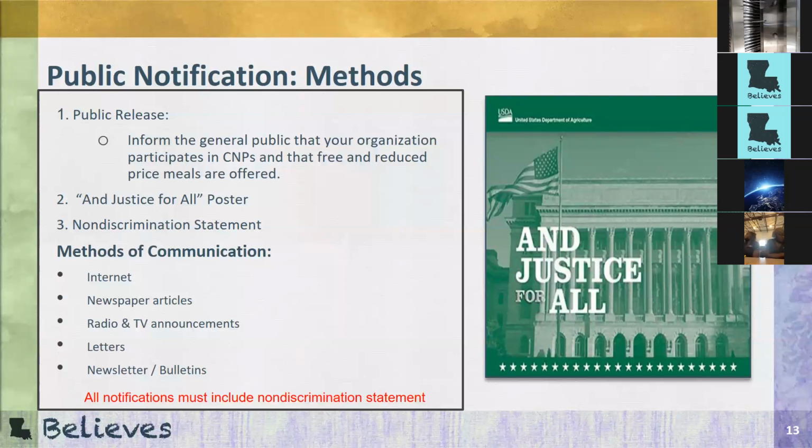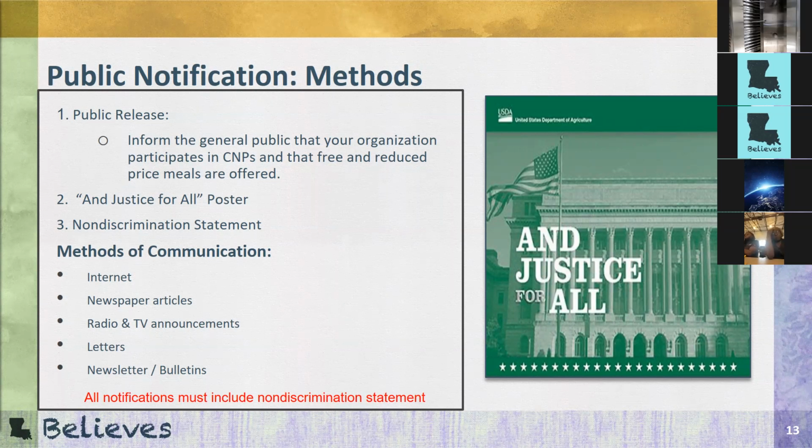The public notification system must include the following elements: a public release. SFAs must take specific action to inform the public of their program rights and responsibilities and the steps necessary for participation in the program. They must display the And Justice for All poster. SFAs must display the And Justice for All poster in the correct size, which is 11 inches by 17 inches, in a prominent location where it is visible to all participants in the program.